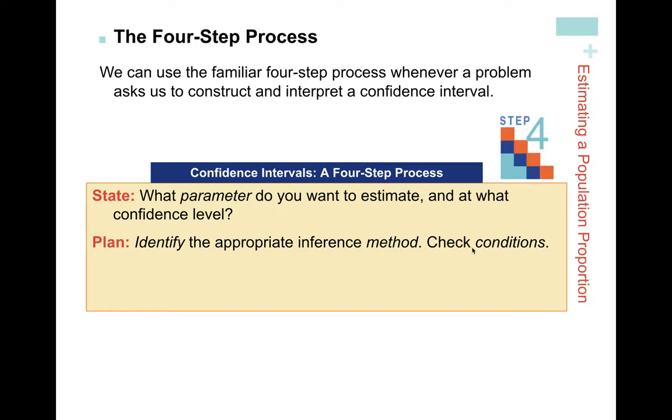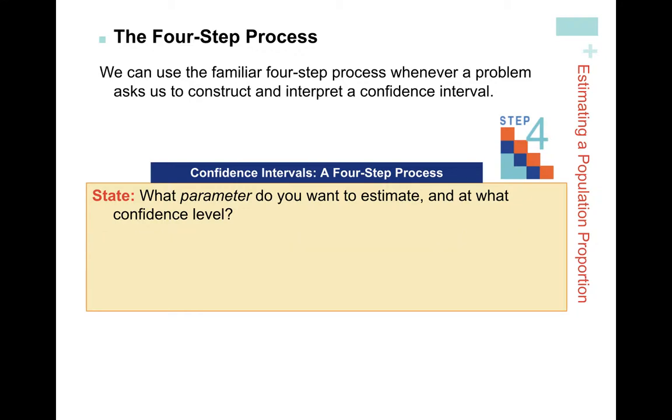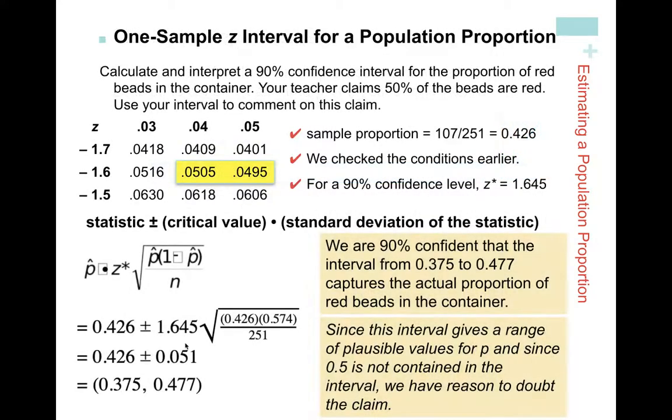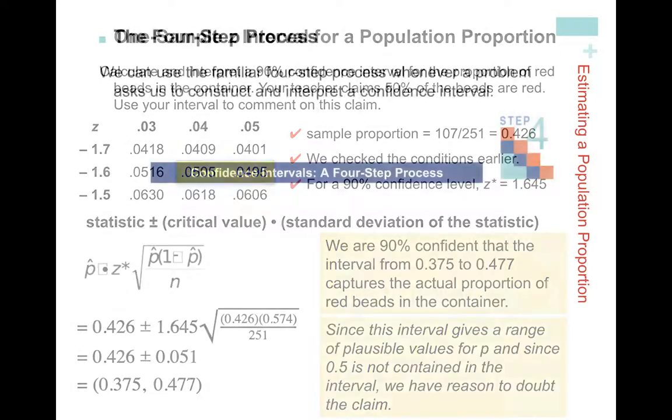Okay, check conditions. That's where you literally write out the words random, normal, and independent, and write a sentence for each one of those. Okay, do. That's where you do these calculations right here. This is the do right here. That's where you show the calculations.